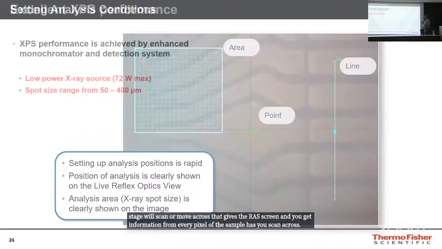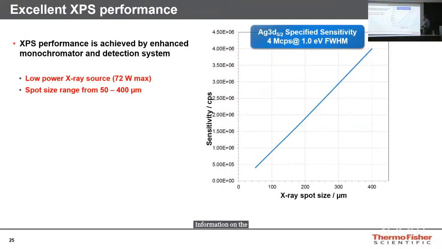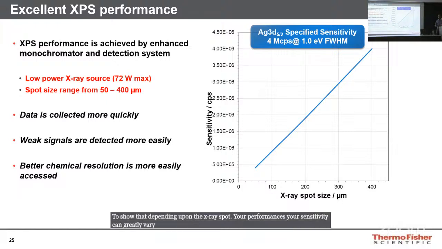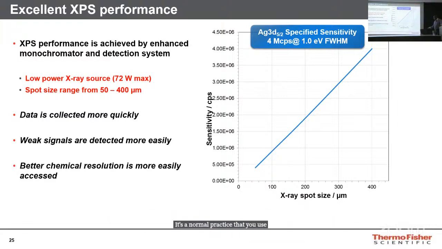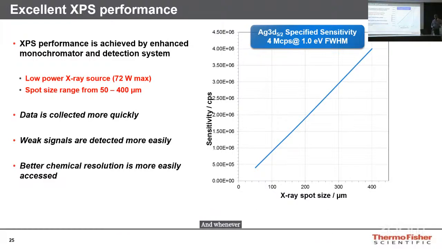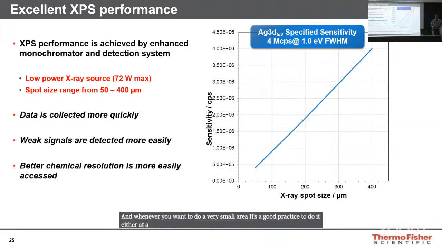So, very quick information on the performance, though it doesn't really matter. This is a plot to show that depending upon the X-ray spot, your performance, your sensitivity, can greatly vary. For a very quick scan, it's normal practice to use a larger spot size, which is 400 microns. When you use a 400 micron spot size on the K-Alpha instrument that you have, you will be getting around 4 million to 4.5 million counts per second. And whenever you want to analyze a very small area, it's good practice to use either a 50 or 100 micron spot size.